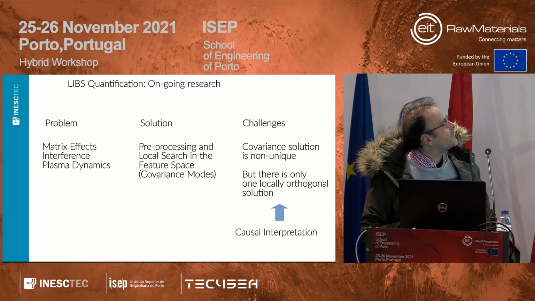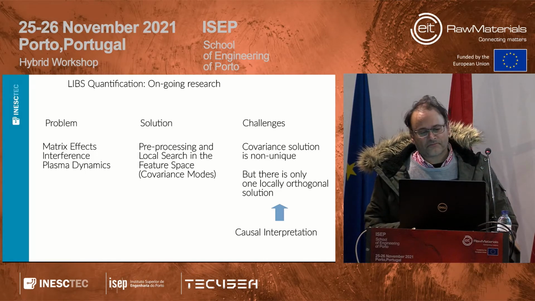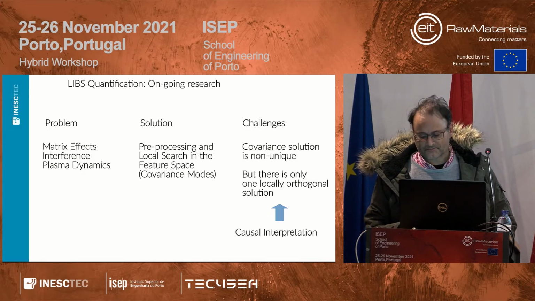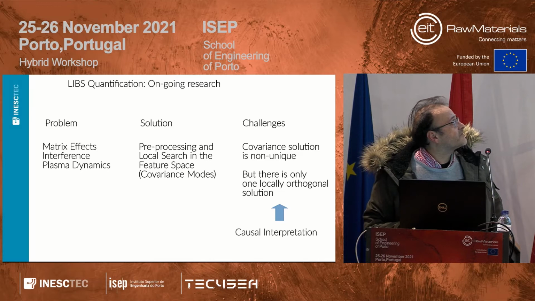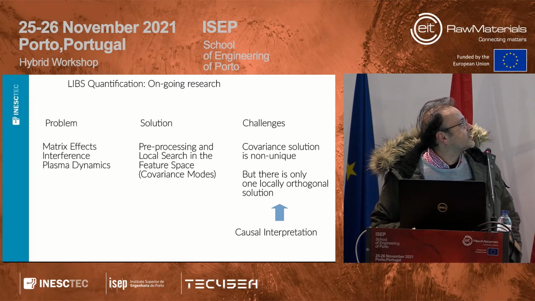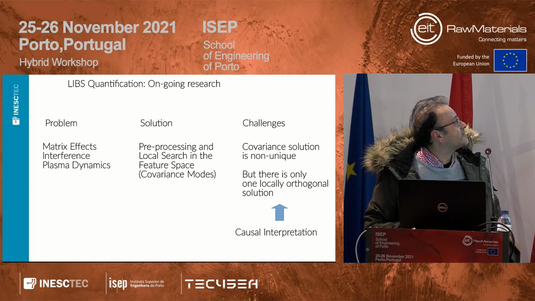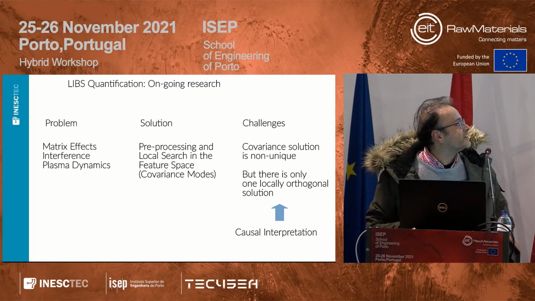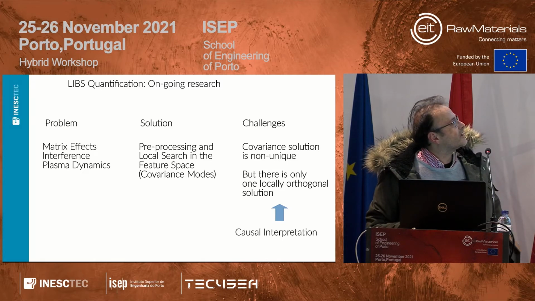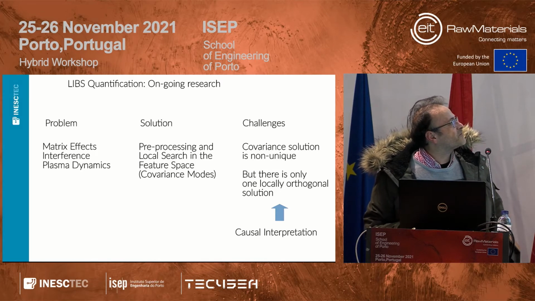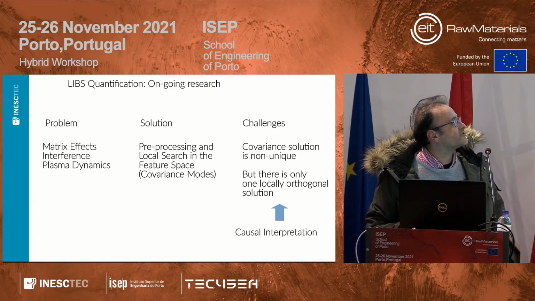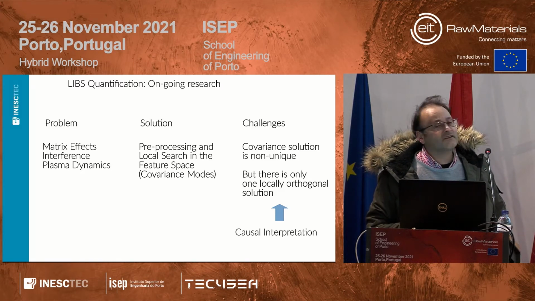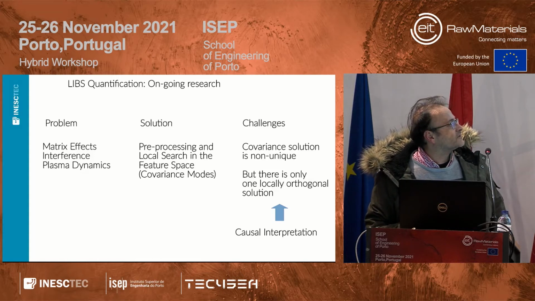So to end my presentation, LIBS is an information-rich technique, and the main problems that we face are what are known as matrix effects, interference, and the plasma dynamics, which is not only the physics but also the chemistry. And some solutions that we are working on are both pre-processing and performing local search in the feature space. Preferably, if we find covariance modes, we are very happy about it.